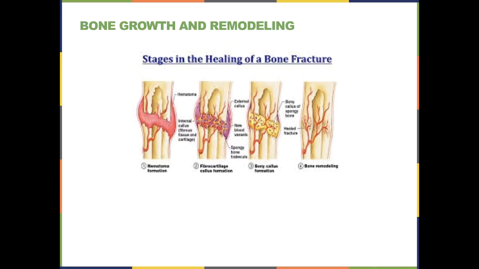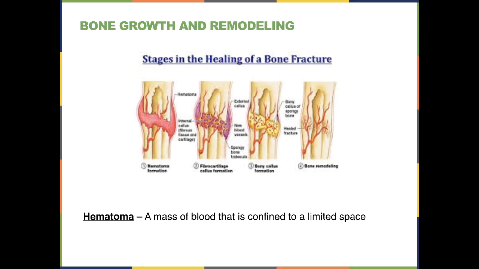Now, this slide shows how healing occurs when the bone is fractured. And the first stage of healing is the formation of a hematoma in the area of injury. Now, a hematoma is just a mass of blood that is limited to a confined space, and it can occur anywhere. And it basically helps to stabilize things and stabilize the ends of the bone until other processes can take place.